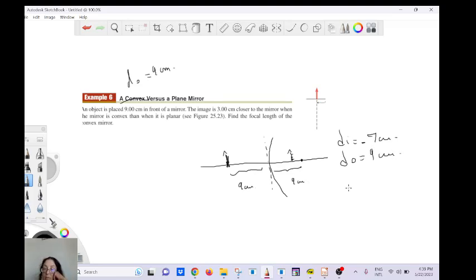Okay, so you have 1 over 9 minus... no, it's 6 centimeters here. So 1 over 6, because it's 3 centimeters closer. So 9 minus 3 is 6. That's going to be 1 over the focal length.